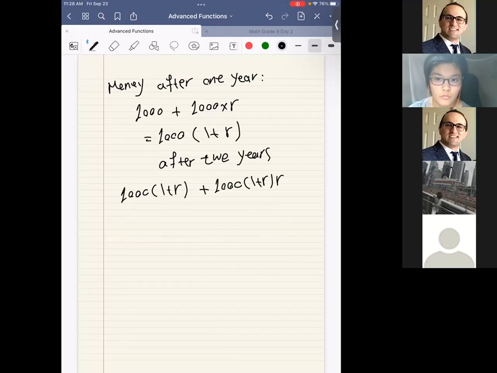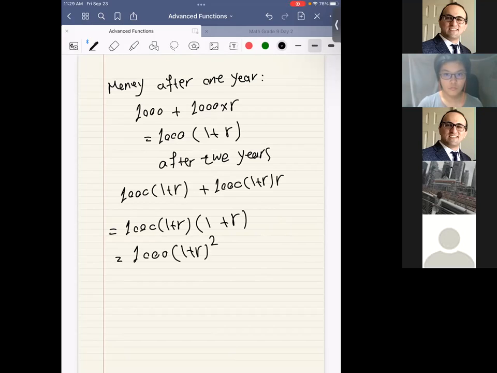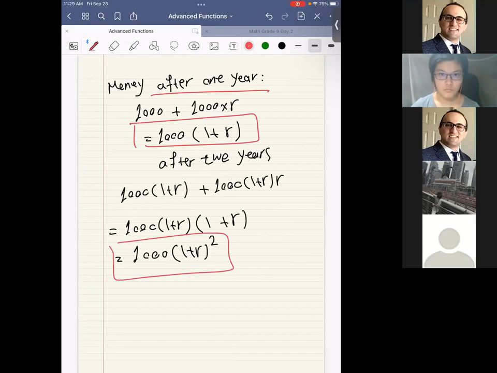Now, if you factor out 1,000 times 1 plus R, from the first you get 1, and from the second you get R. So it would be 1,000 times 1 plus R squared. So that is after 1 year. After 2 years is like this. So what is your money?